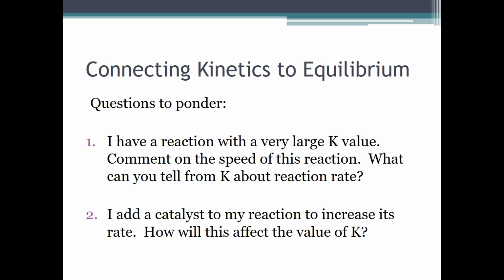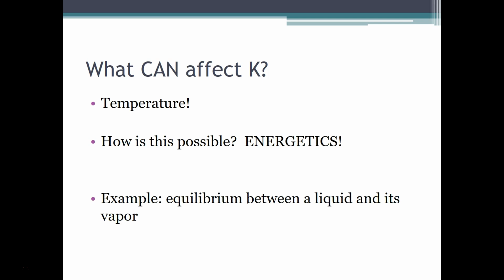And if the initial rate of the reverse reaction was very large, then we would know that we would have a lot of reactant and K would be very small. Again, if I add a catalyst to the reaction, it's not going to have any effect on the value of K. Only temperature affects the value of K, but the catalyst will help to get to K faster. So what can affect K? Only temperature.